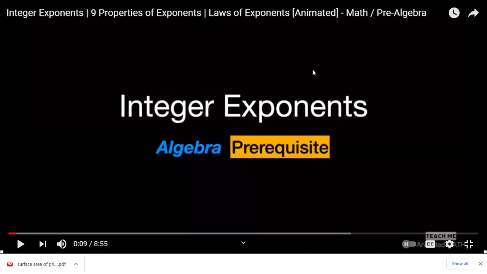Integer exponents. Is there anyone who can tell me what integer numbers are? What is the meaning of integer numbers? Yes, Magdi, you are raising your hand.